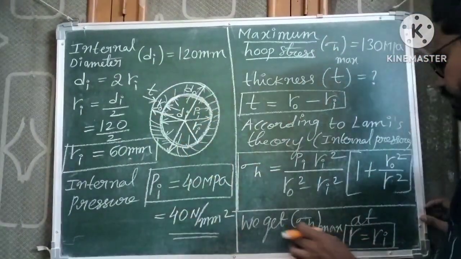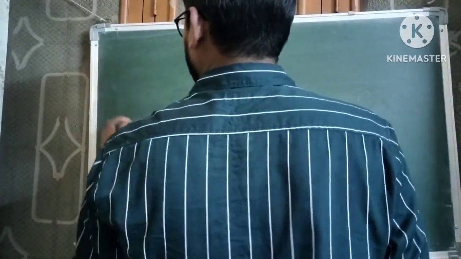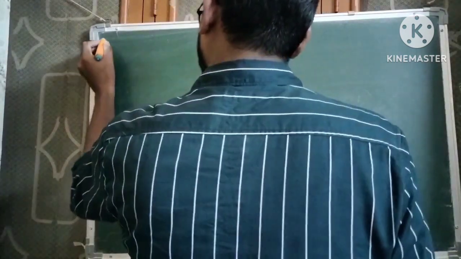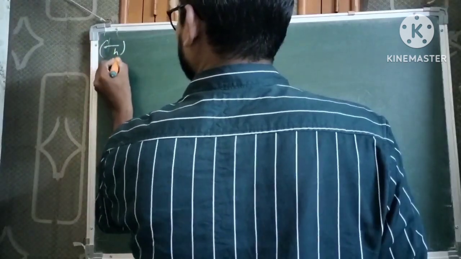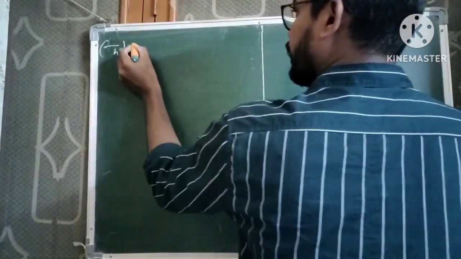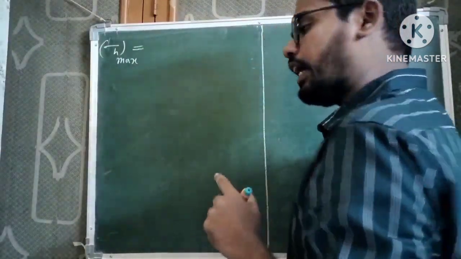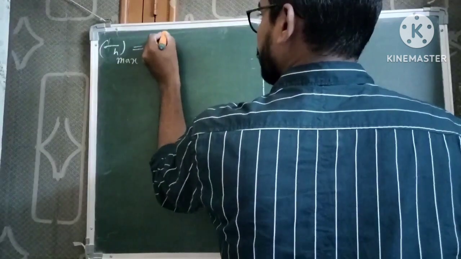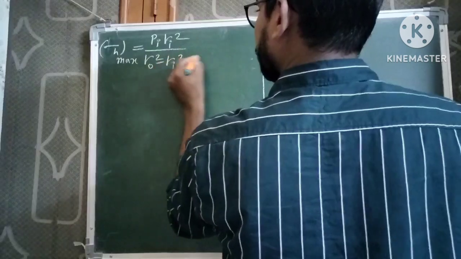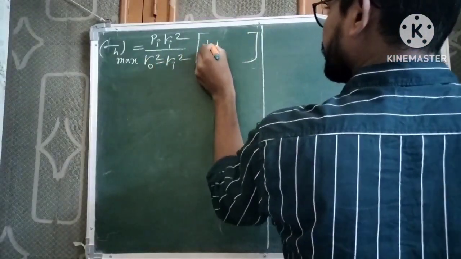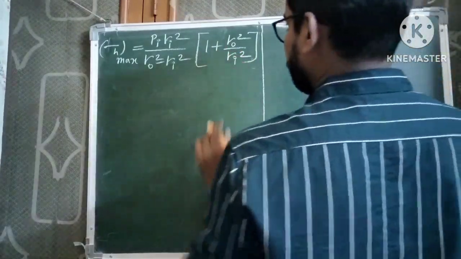So at R equal to Ri, we get maximum hoop stress. Now replace R by Ri. So we get maximum hoop stress at inner radius. Replace R by Ri, and you will get pi Ri square by R naught square minus Ri square into 1 plus R naught square by Ri square.